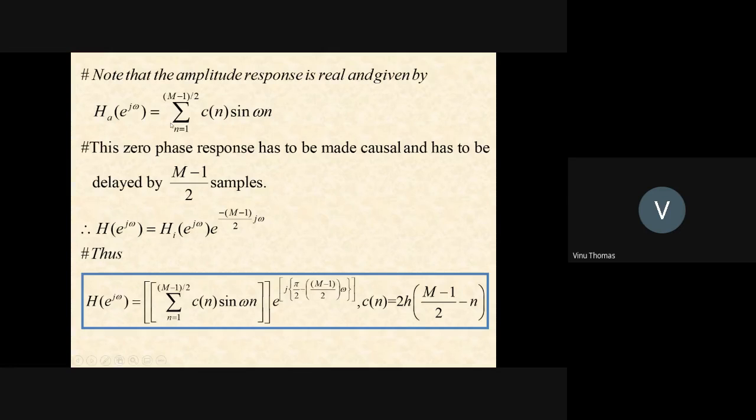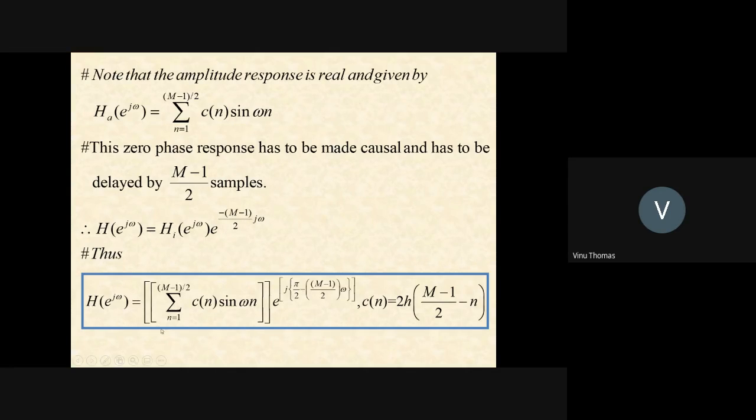Amplitude response can be written as sigma n equal to 1 to (M−1)/2 of c(n) sin(ω n). Now the zero phase response has to be made causal and has to be delayed by (M−1)/2 samples. Therefore H of e^{jω} can be written as H_I of e^{jω} into e^{−j ω (M−1)/2}, which is written like this.